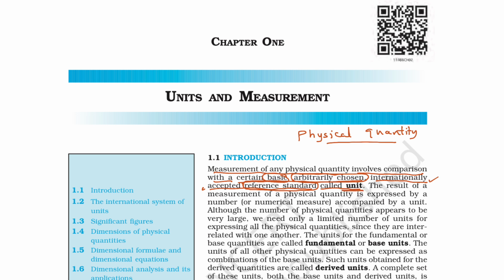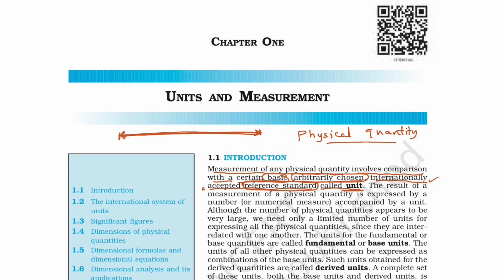Units means one quantity of that chosen reference standard. For example, to measure length, a distance is chosen. There is a process to it, and that is done by the SI system of units, the International System of Units. They choose one distance and they call this distance 1 meter, and this 1 meter is the unit of length.